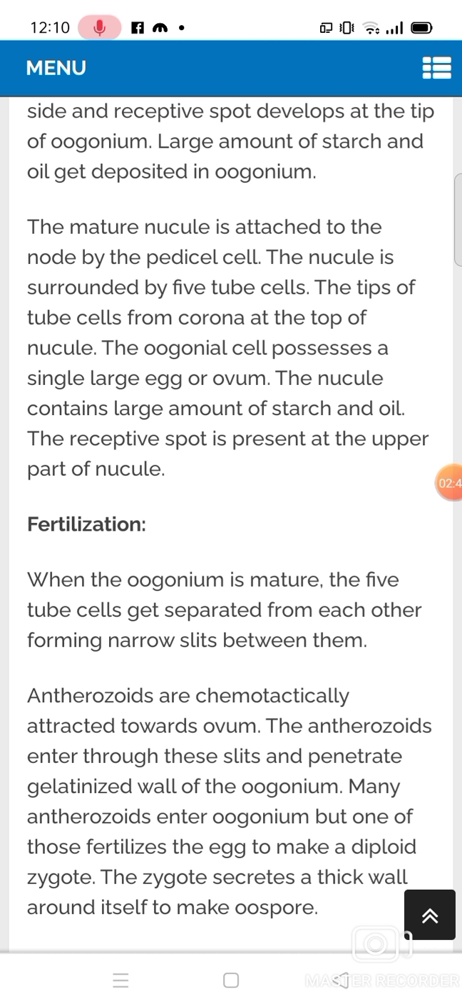Now the zygote secretes a thick wall around itself to make the oospore. The oospore is a structure formed after the formation of the zygote, and that structure is a thick-walled structure of the zygote.